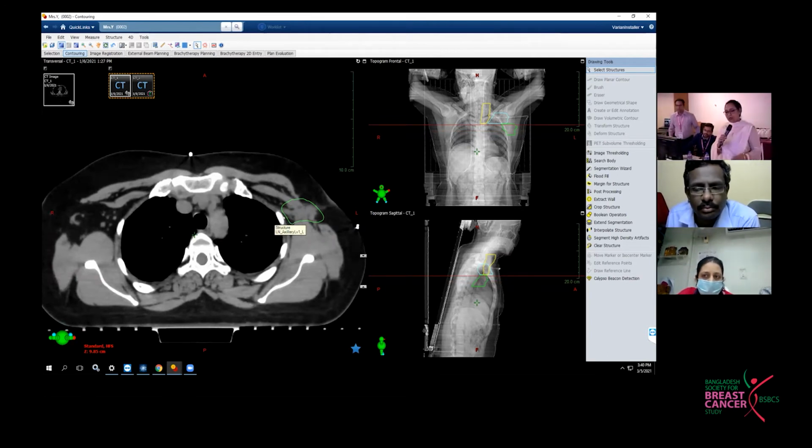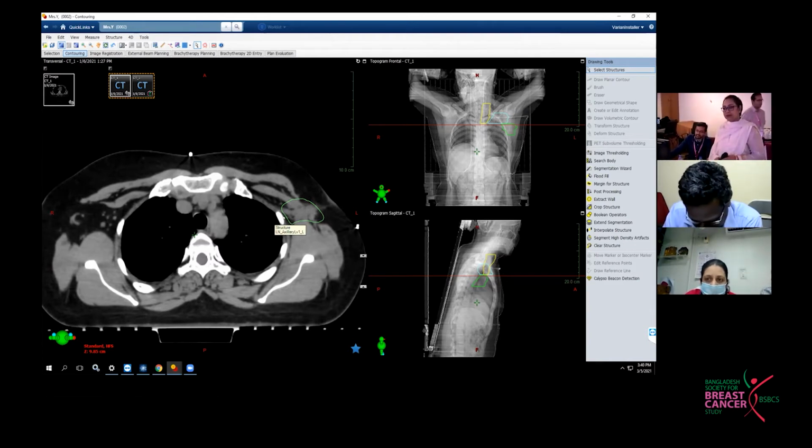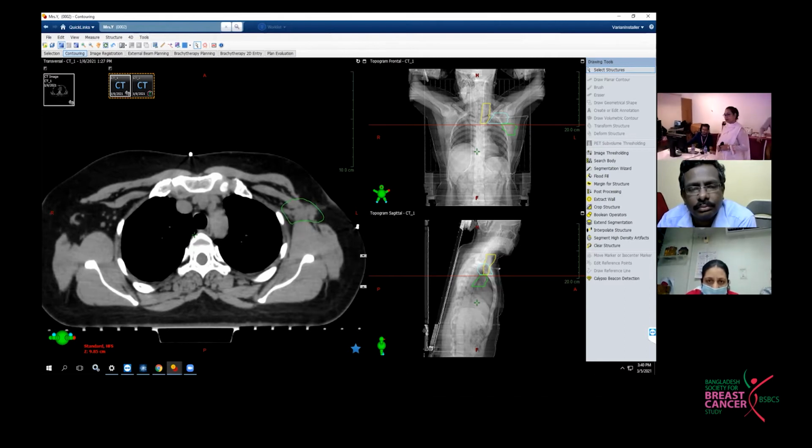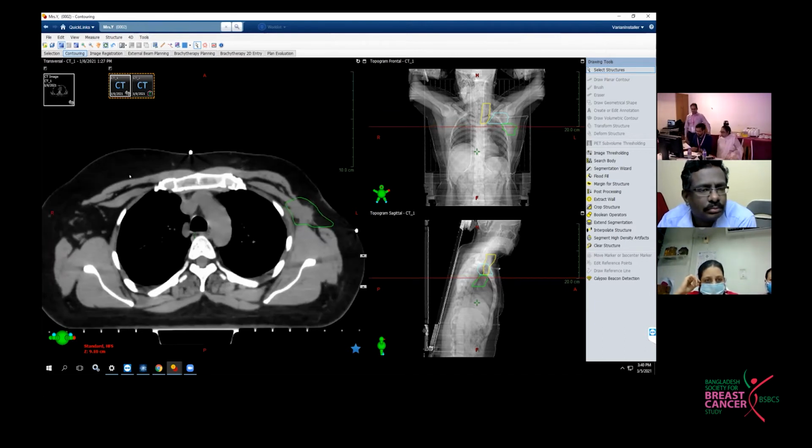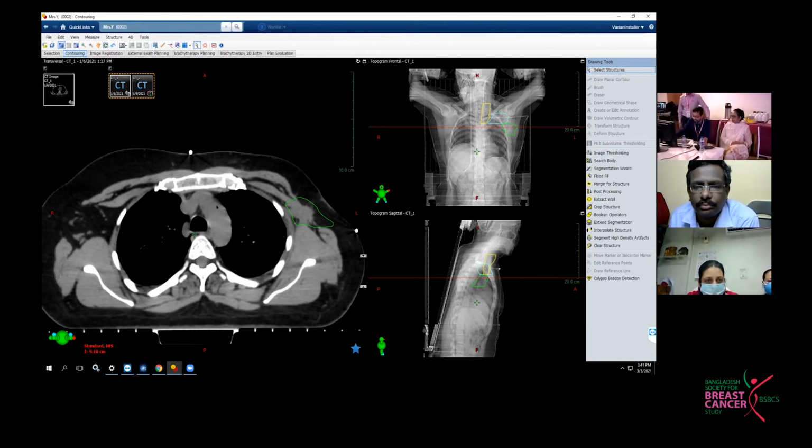I presume that this is N2 disease, so I presume that IMN is not involved. So would anybody still contour and treat IMN? So if we can, now we can draw the internal mammary lymph node. The upper border of the internal mammary lymph node is the superior aspect of the first rib.